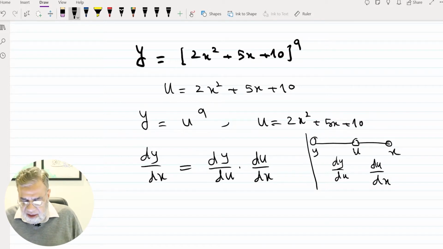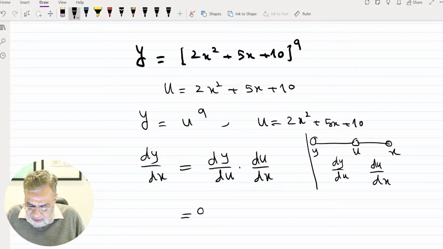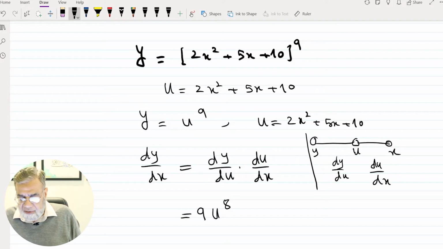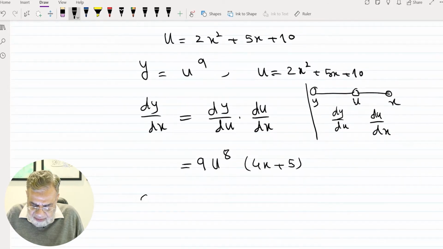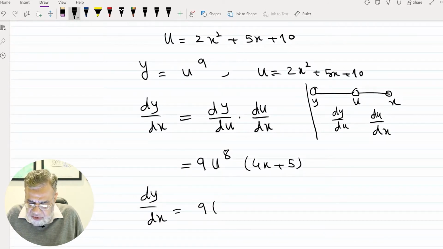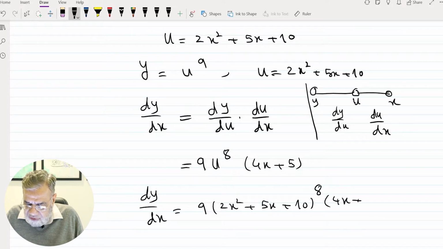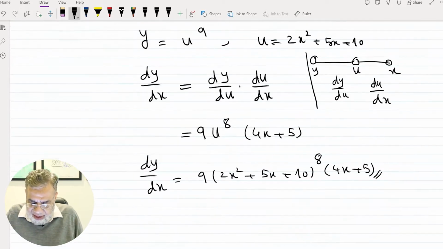Now I can find the derivative. This is 9u to the power 8 using the power rule, and then we apply our derivative formula here. We get 4x plus 5. So we substitute the value of u. I can write my dy by dx is equal to 9 times (2x squared plus 5x plus 10) to the power 8, into (4x plus 5). So that's my derivative.